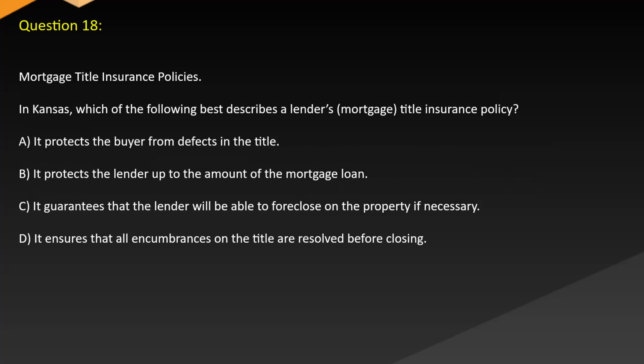Question 18. Mortgage title insurance policies. In Kansas, which of the following best describes a lender's mortgage title insurance policy? A. It protects the buyer from defects in the title. B. It protects the lender up to the amount of the mortgage loan. C. It guarantees that the lender will be able to foreclose on the property if necessary. D. Ensures that all encumbrances on the title are resolved before closing.